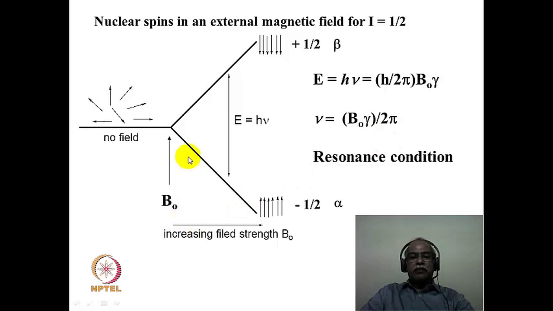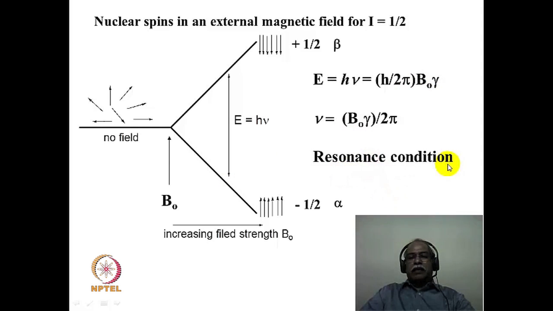You can also see from this figure, as the field strength of the magnetic field increases, the energy also increases, the energy gap also increases, essentially indicating that the energy is directly proportional to the frequency, or the energy is directly proportional to the field strength. So with increasing field strength, of course, the energy gap also keeps increasing.